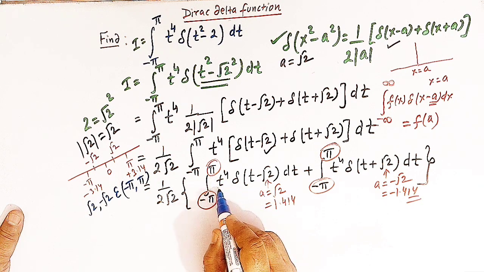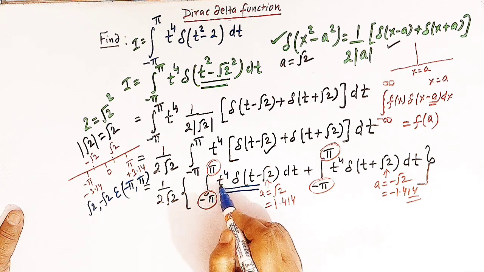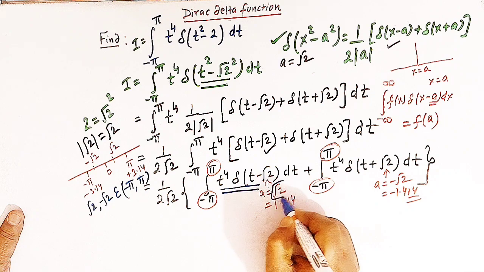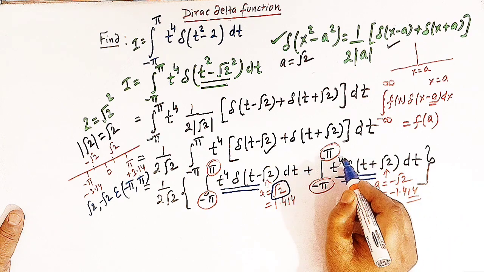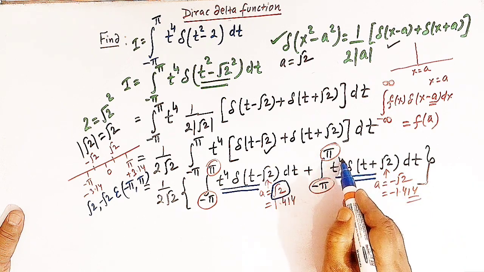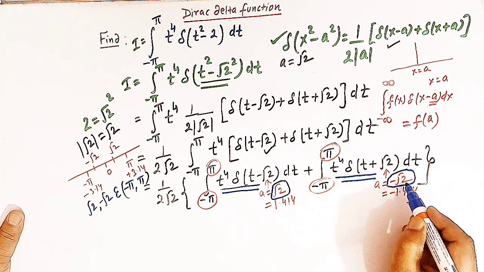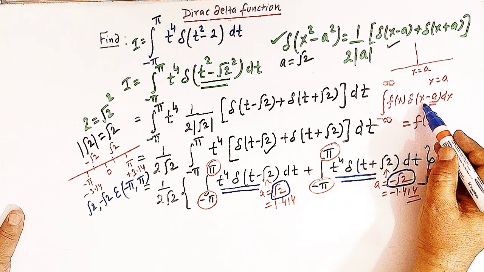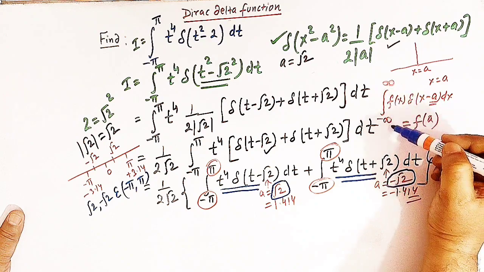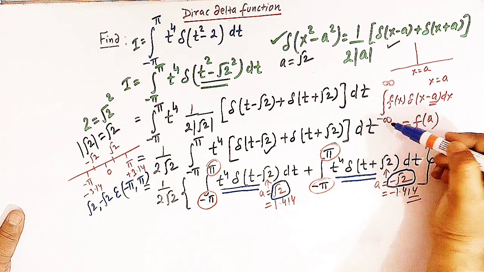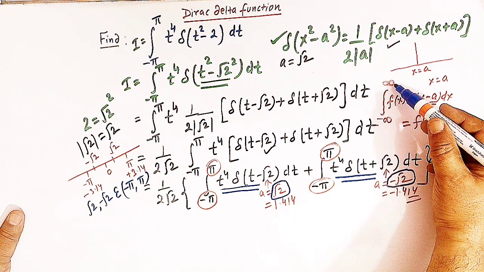So the value of this integral is equal to the value of this function t raised to 4 at this point. And similarly, the value of this integral is given by the value of this function t raised to 4 at this point, that is minus square root of 2, due to this definition, because here this point x is equal to a lies within these two bounds, right? So here we may have different limits instead of minus infinity to infinity, right?